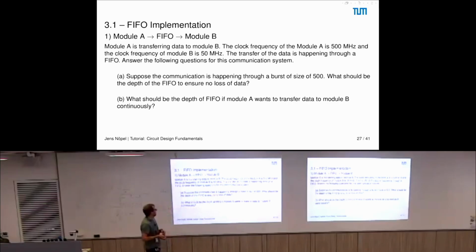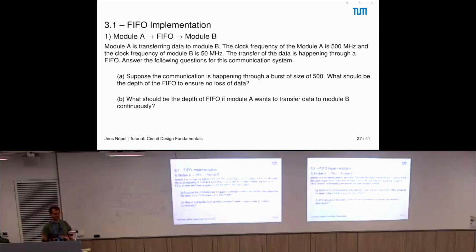Now we are going to answer the following question. What is very important to understand is that the burst size of module A sending data is 500. Meaning that module A sends 500 packets of data, then makes a break for some amount of time, and we currently don't care about this amount of time, and then it sends the next packets, again 500 in a row, makes a break again, and so on. And now the question is, what should be the depth of the FIFO, so that we can ensure that no loss of data happens?